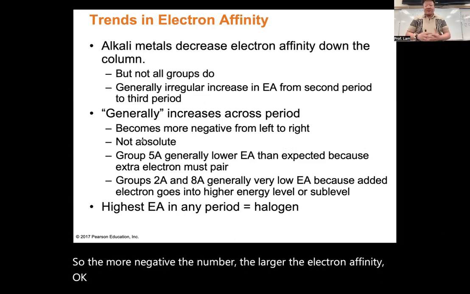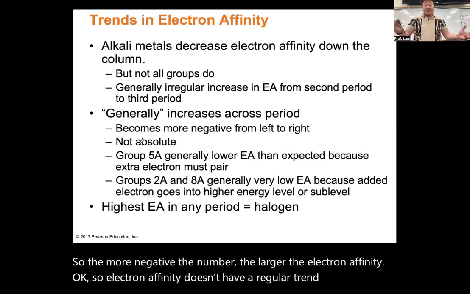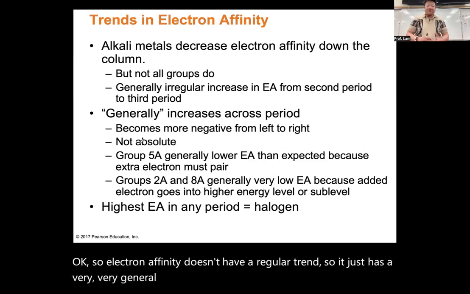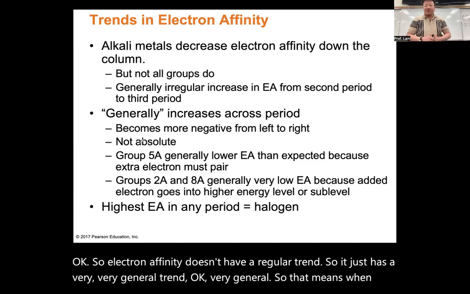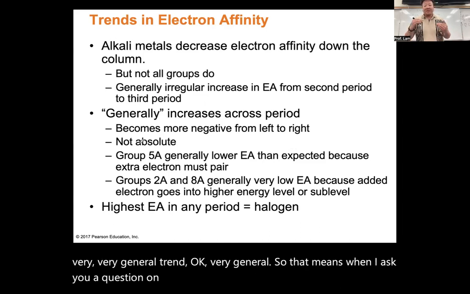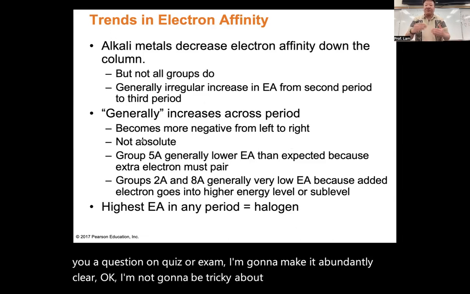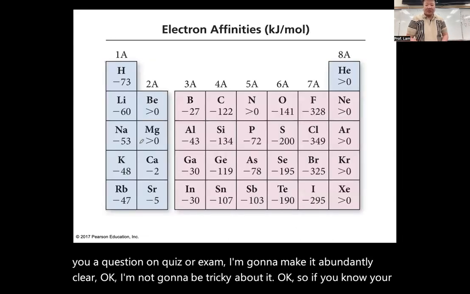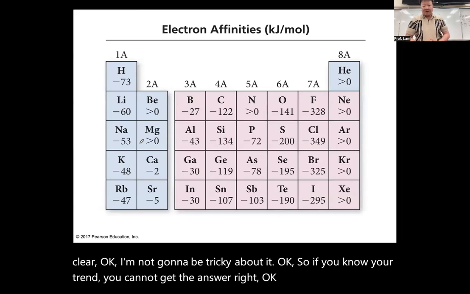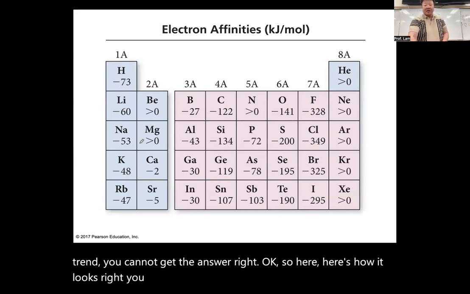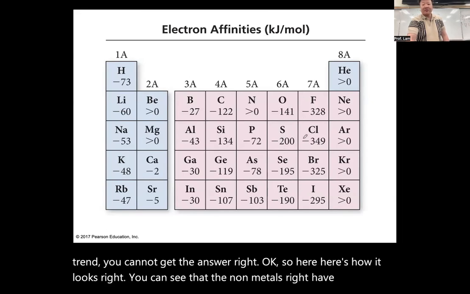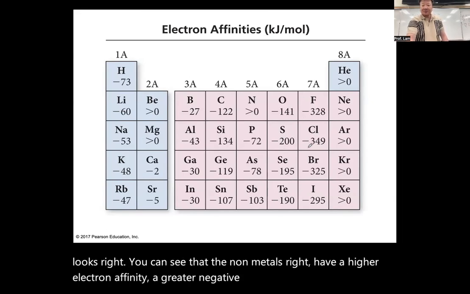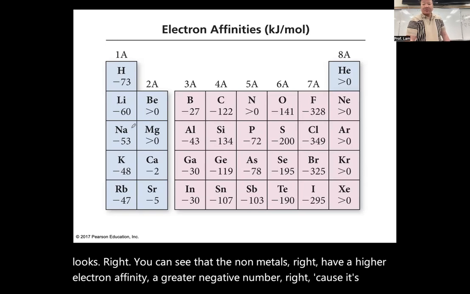So electron affinity doesn't have a regular trend, it just has a very, very general trend, okay? So that means when I ask you a question on a quiz or exam, I'm going to make it abundantly clear. I'm not going to be tricky about it. So if you know your trend, you can get the answer right. So here's how it looks, right? You can see that the nonmetals have a higher electron affinity, a greater negative number, because it's exothermic, than the metals.